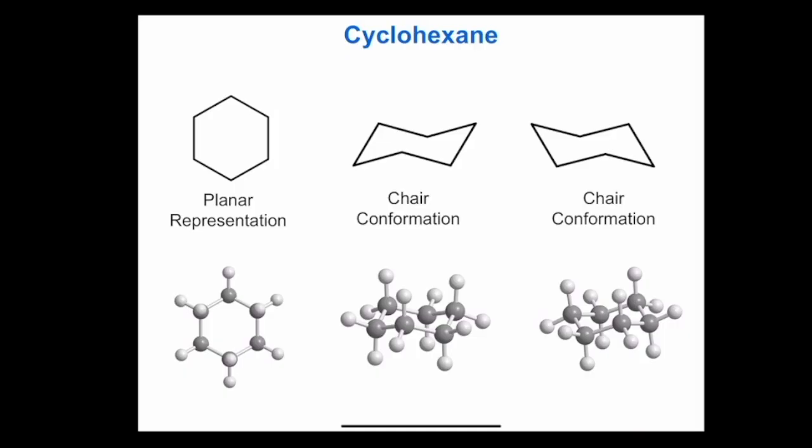Yes? What was the name of the second type of strain, with the groups clashing? Groups with groups, steric. S-T-E-R-I-C, steric strain. And then ring strain is our third.